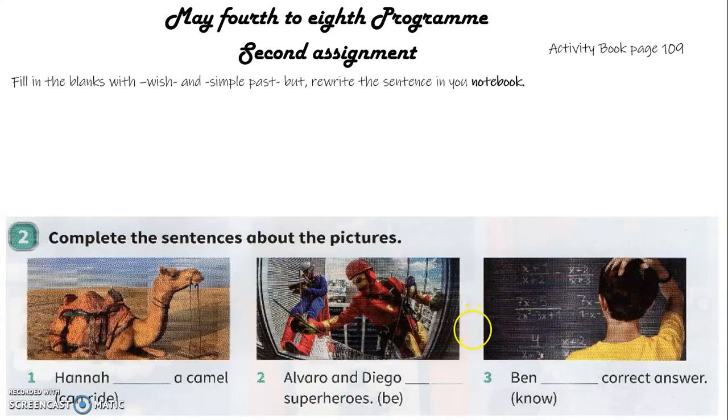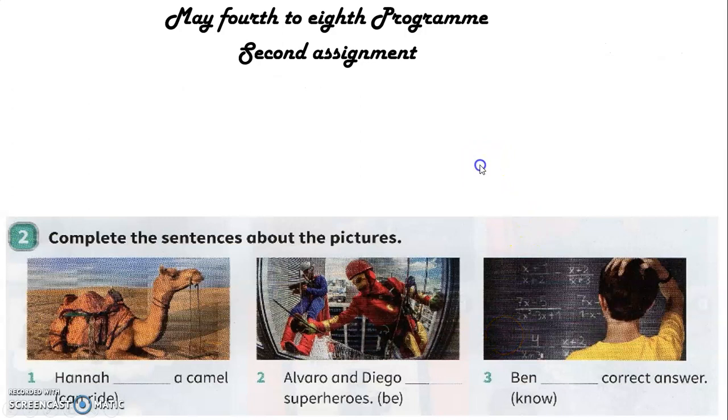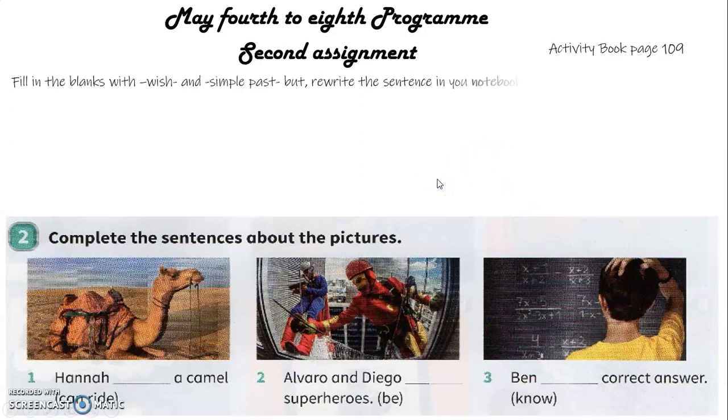Okay, continuing with the second assignment, this is the same page, the 109 from the activity book. What you're going to do here is to fill in the blanks with wish sentences. And remember to use the simple past in the verbs that you have in parentheses. And don't do it in the book. Do it in your notebook. So pay close attention to this because in the book you don't have room to write.